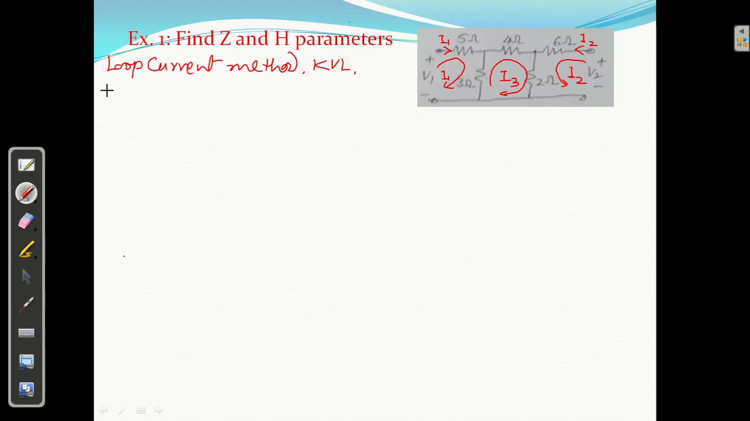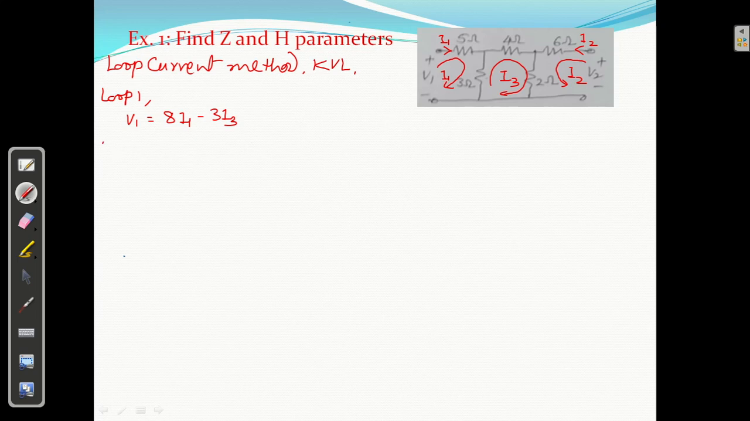Now write the loop equation, loop 1. I1 is flowing in 5 plus 3, 8 I1. At the same time, in the 3 ohm I3 is also there, but I1 is downward and I3 is upward, so minus 3 I3 equal to V1. This is equation number 1, V1 equal to this.